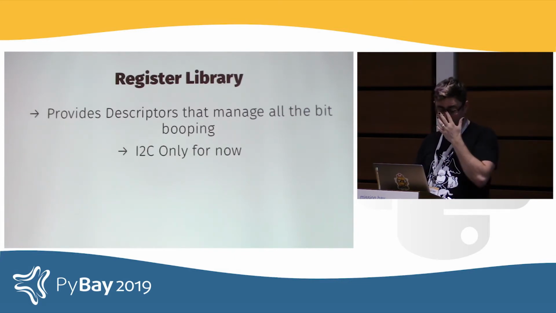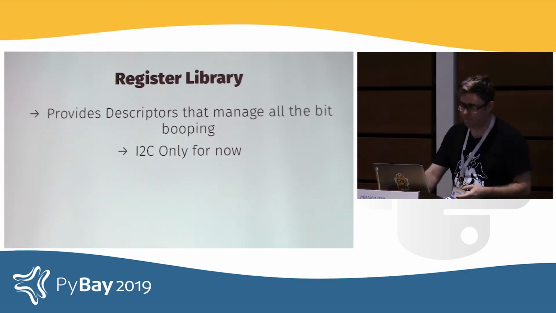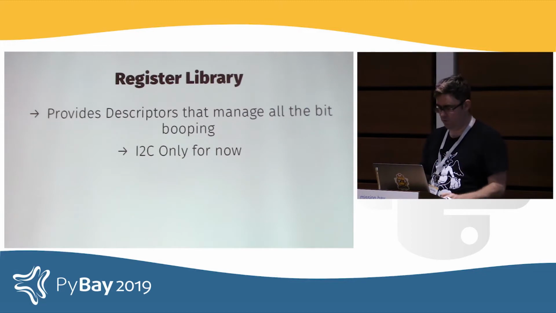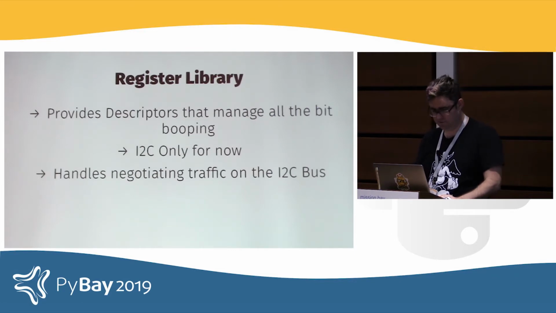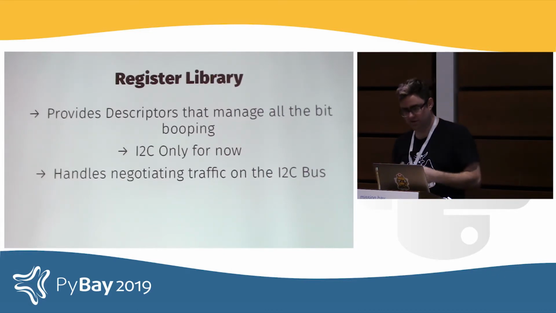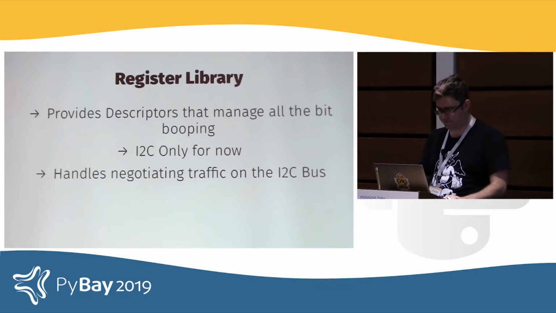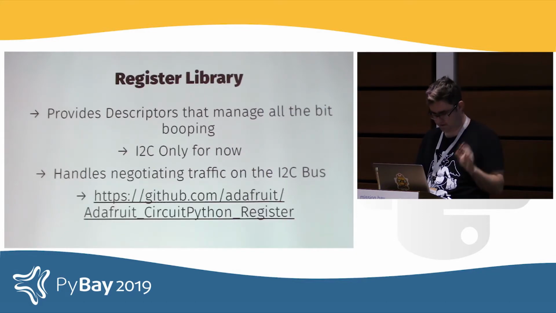For right now in CircuitPython, we only do I2C because SPI is a little bit wonky. It's got a lot of different ways that it can work, and a lot of the sensors we use are I2C. So it deals with the negotiating of the traffic on the I2C bus. Because it's a bus, there can be multiple things trying to talk, and you have to figure out who wants to talk when. And so the register library does that for you. You just say, send this, get this. It handles all of that for you.